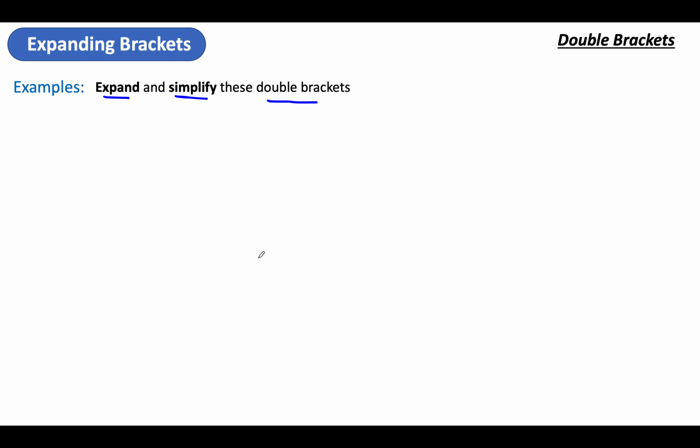But otherwise, we use a method called FOIL. So here are two brackets, right? Very typical question. The first bracket's got x and a 2 in it. Second bracket's got x and a 3. And it's really important that everything in the first bracket, both of these things, gets multiplied separately by everything in the second bracket as well, both of these things. So that's actually 4 little bits of multiplication I need to do. And FOIL helps me remember to do all 4 of those things.